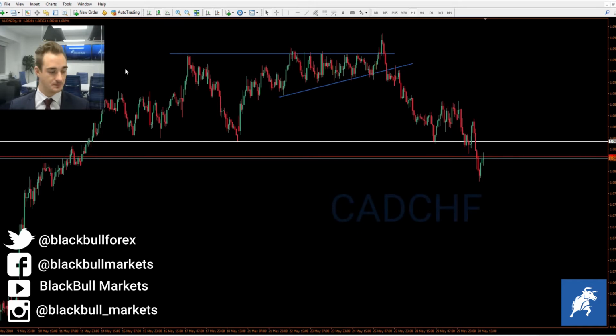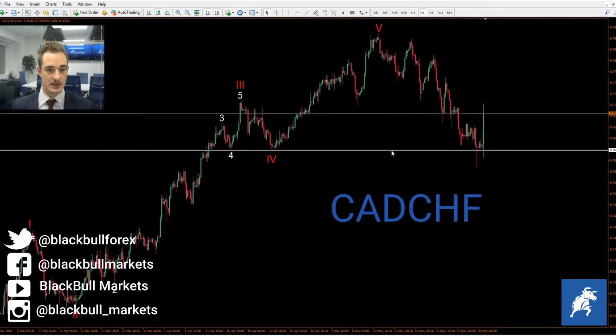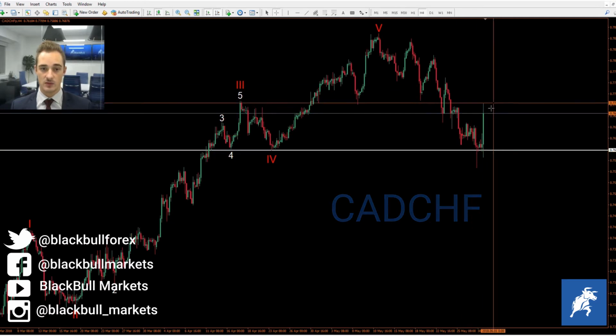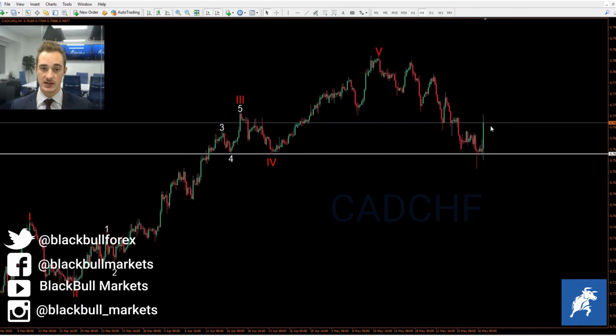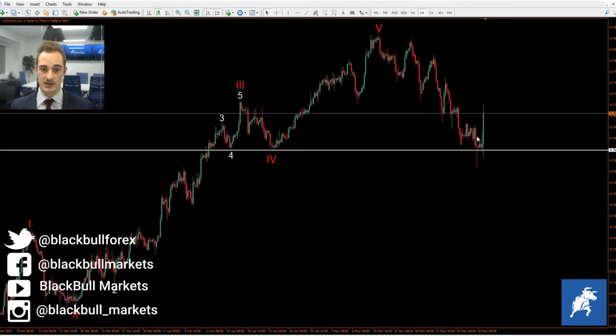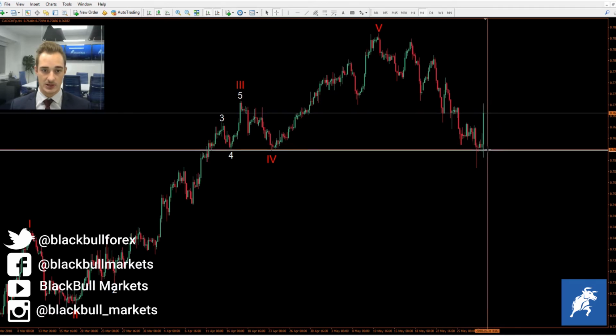Next one we're looking at is CAD Swiss franc. You can see here this was actually a double bottom. I'm still not too sure about this one, but it does look like it would have been a good trade to take. I would not recommend taking it now, because as everyone knows, never jump on a moving train. You can see this has well and truly taken off. It did actually make a 100 pip move.